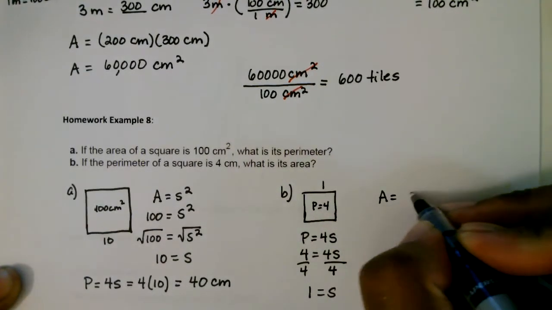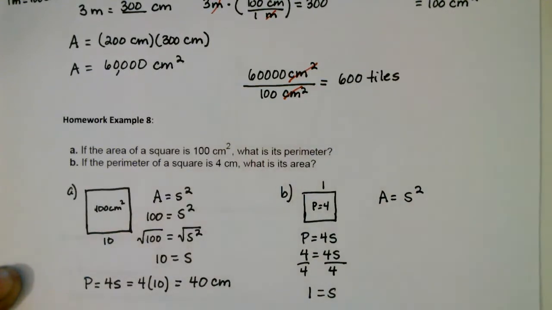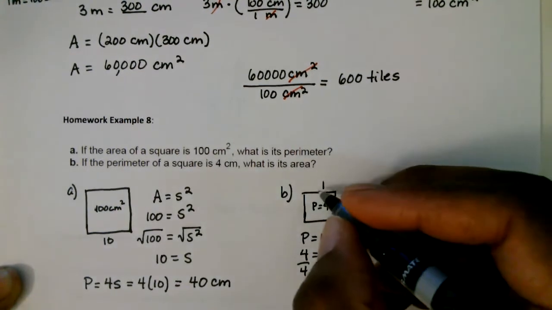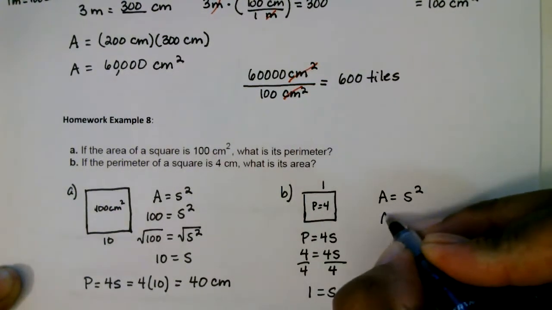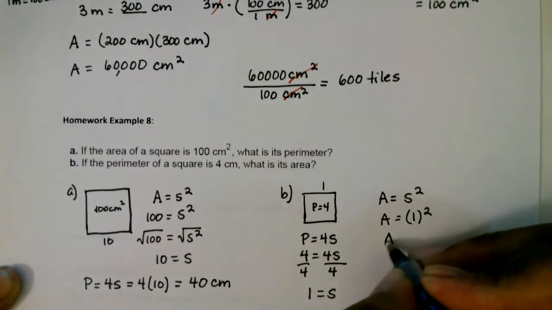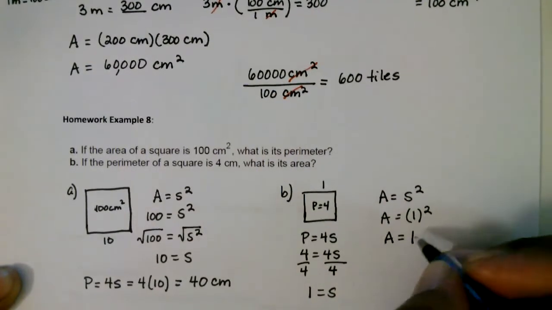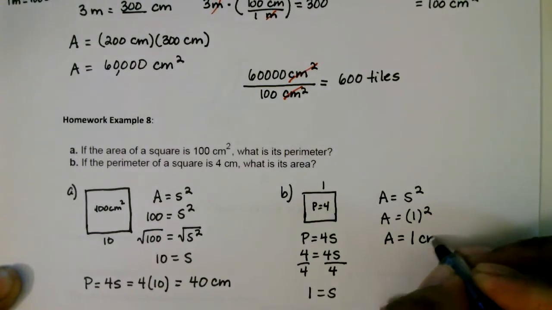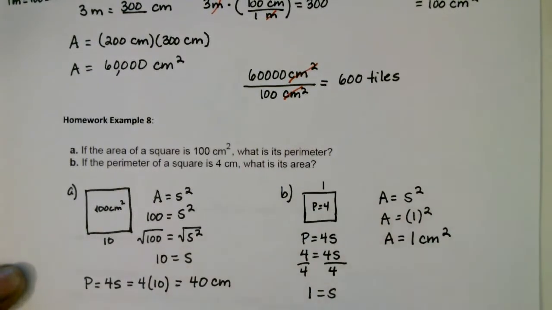Now, the area of the square is, of course, S squared, the square of the side. And that side has a length of 1. So in this case, we square the 1, or 1 times 1, which will be 1. And this is going to be in square centimeters. So the area of that square will be 1 square centimeter.